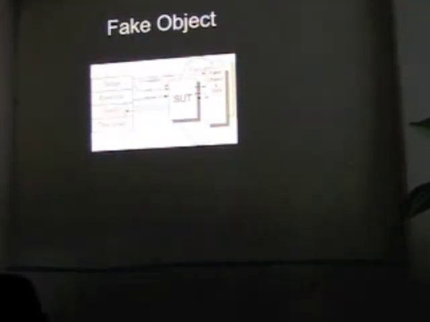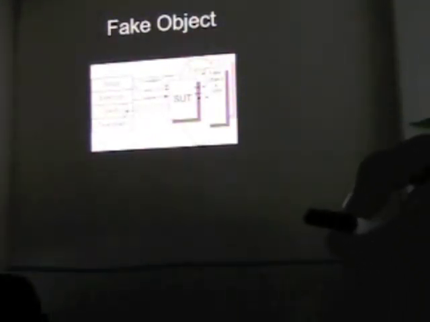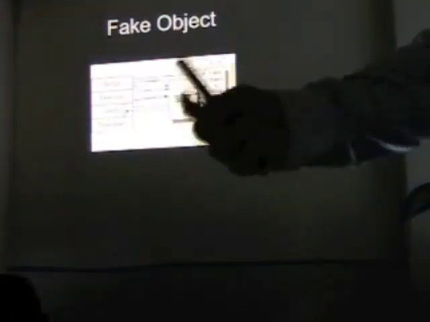And the setup is going to set up some data that this object might need, and then you exercise the SUT. The SUT is going to interact with the fake object from now on, instead of with the actual real component. And then you can verify it. So this fake object could be a stub, it could be a mock.